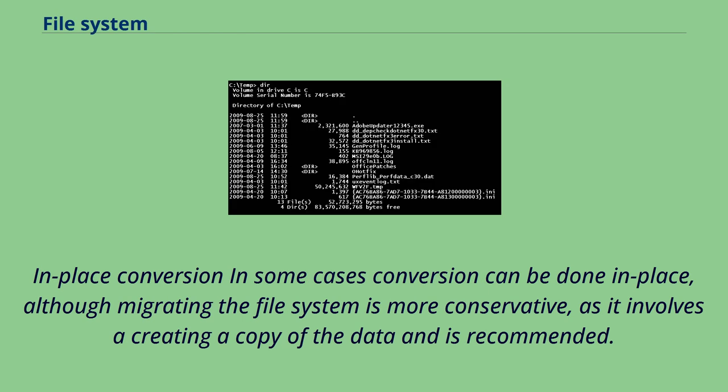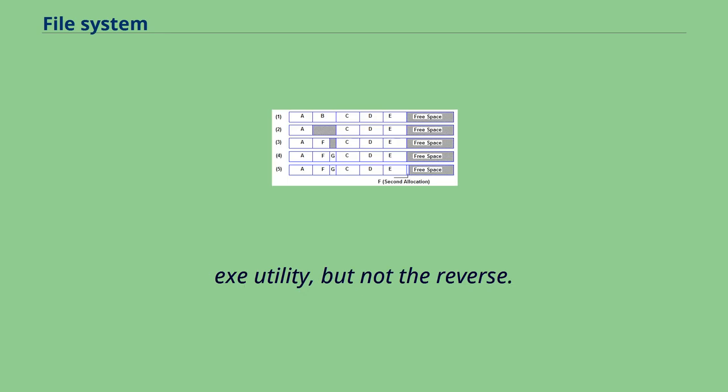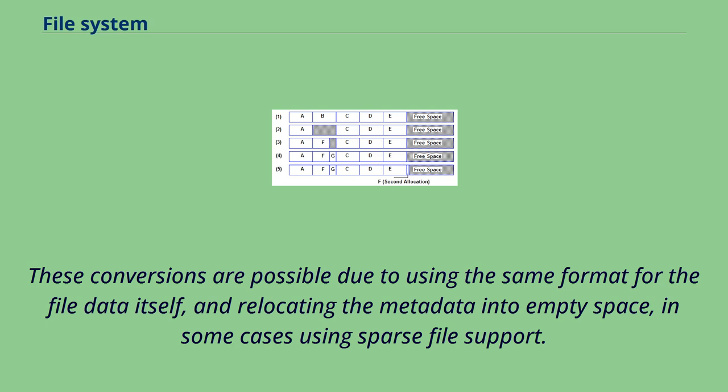In-place conversion. In some cases, conversion can be done in place, although migrating the file system is more conservative, as it involves creating a copy of the data and is recommended. On Windows, FAT and FAT32 file systems can be converted to NTFS via the convert.exe utility, but not the reverse. On Linux, ext2 can be converted to ext3, and ext3 can be converted to ext4, and both ext3 and ext4 can be converted to BTRFS, and converted back until the undo information is deleted. These conversions are possible due to using the same format for the file data itself, and relocating the metadata into empty space, in some cases using sparse file support.